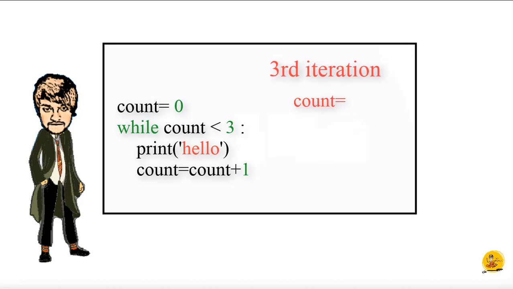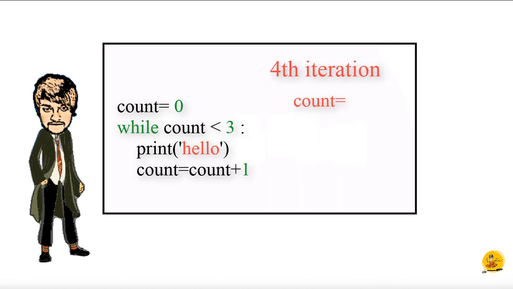On third iteration, count variable is equal to 2. Then the condition of the while loop, count less than 3, is executed. Since the condition is true as 2 is less than 3, so the print statement inside the block is executed and displays the hello for the third time and the value of count becomes 3.